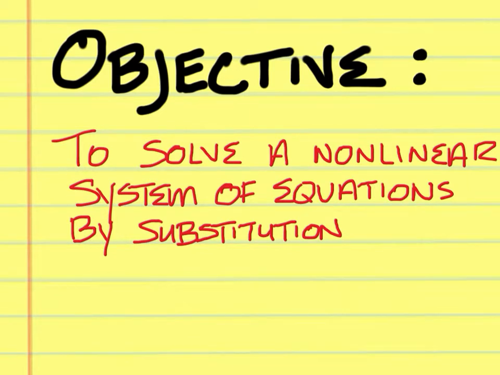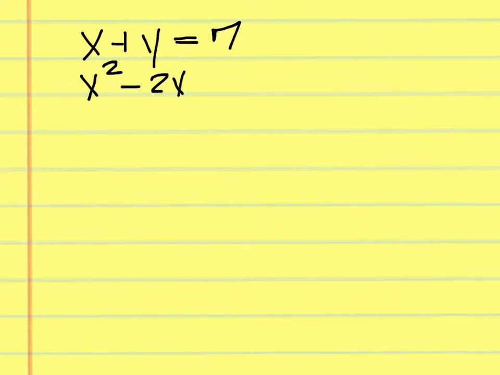To solve a nonlinear system of equations by substitution. The first problem is x plus y equals 7 and x squared minus 2y equals 11.